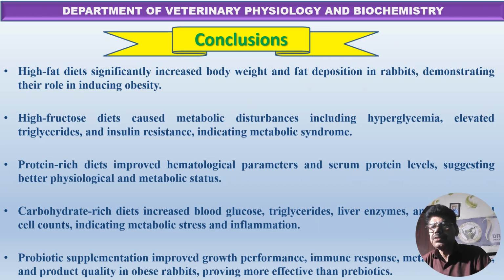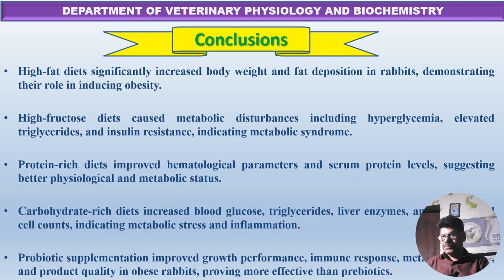High fat diets significantly increase body weight and fat deposition in rabbits, demonstrating their role in inducing obesity. High fructose diet caused metabolic disturbances, including hyperglycemia, elevated triglyceride, and insulin resistance, indicating a metabolic syndrome. Protein-rich diets improve the hematological parameters and serum protein levels, suggesting a better physiological metabolic status.